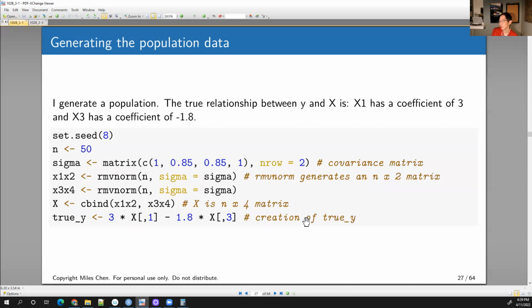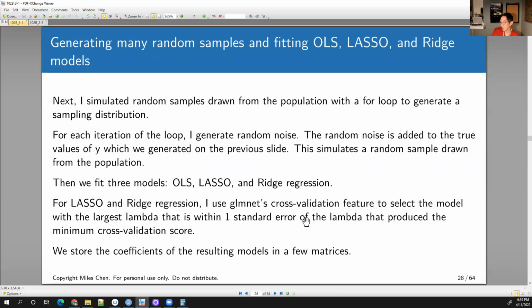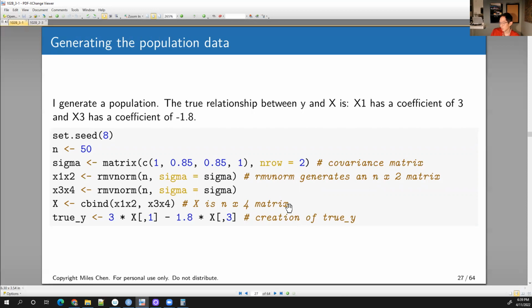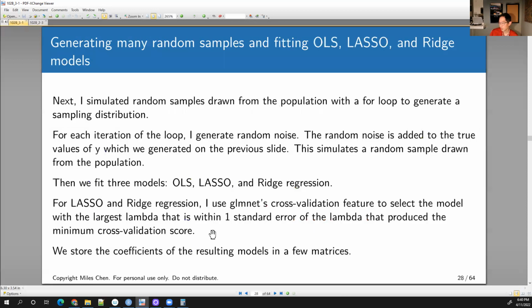I do another kind of simulation study where I'm generating a whole bunch of random samples and fitting OLS, LASSO, and ridge. The true relationship is 3 and -1.8 on X1 and X3, and I generate a bunch of random noise. I do this a bunch of different times. We're going to use LASSO and ridge regression, and I'm going to use glmnet to select the 1SE lambda.